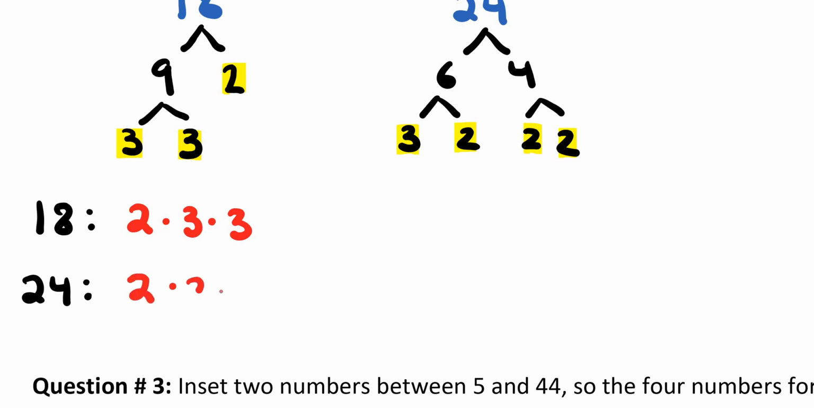So 2 times 2 times 2 times 3. Okay, now let's move to the GCF, the greatest common factor between 18 and 24.